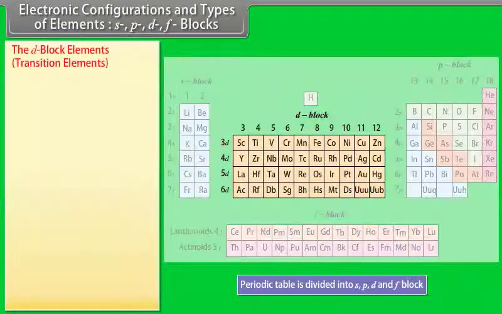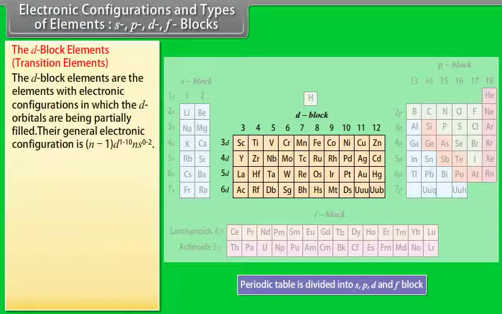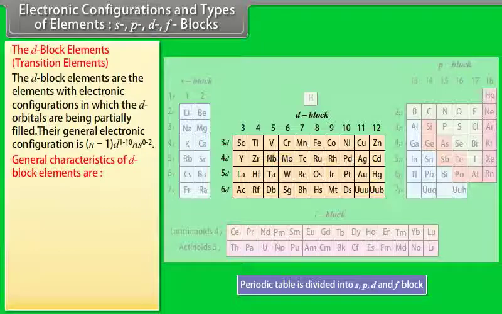The D block elements, transition elements. The D block elements are the elements with electronic configurations in which the d orbitals are being partially filled. Their general electronic configuration is: general characteristics of D block elements are: they form colored complexes.